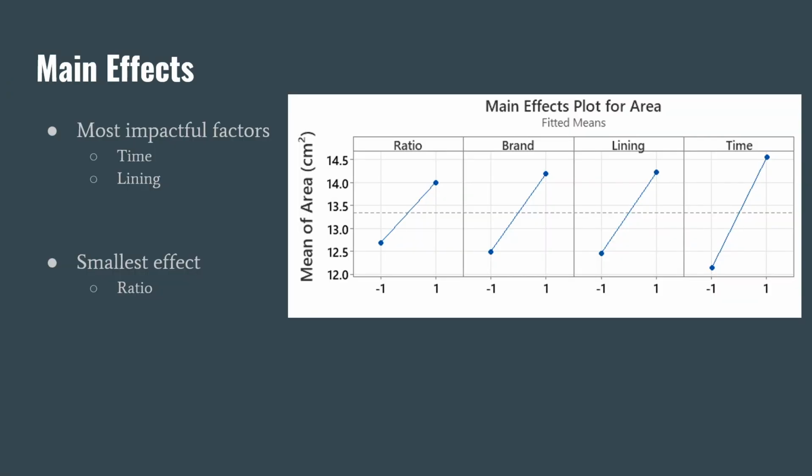Here we have the main effects. The plots reflect what was presented in the ANOVA table. Across the board, the factors at high level had greater area change compared to low level. We can see that time was the most impactful factor. The time difference produced the greatest difference in area. After time, we have lining, brand, and finally the ratio, which had the least effect in the baking process.